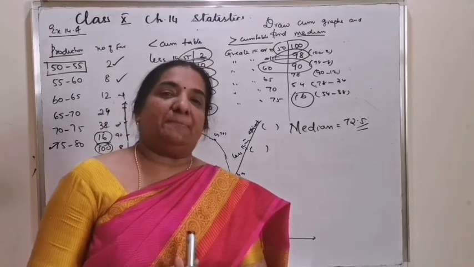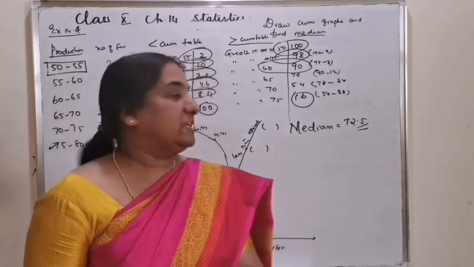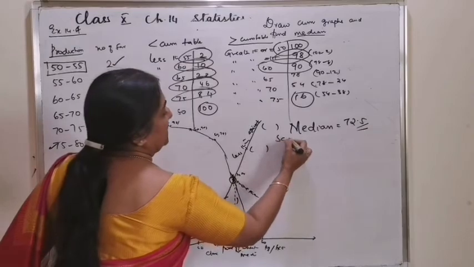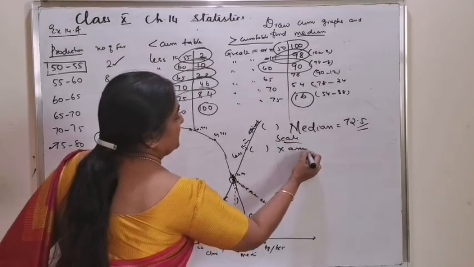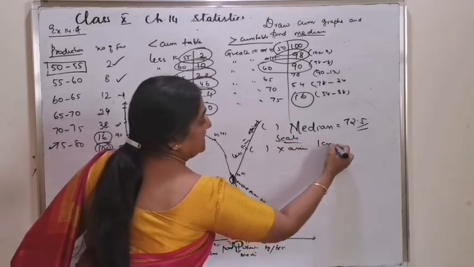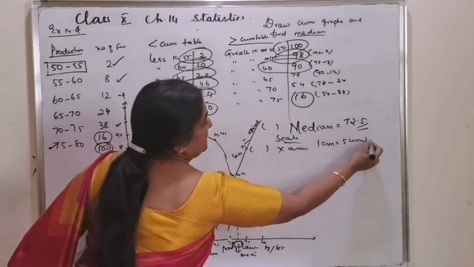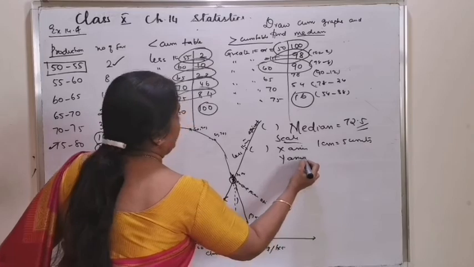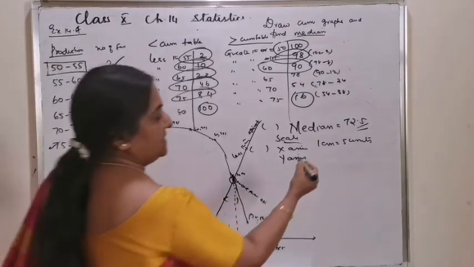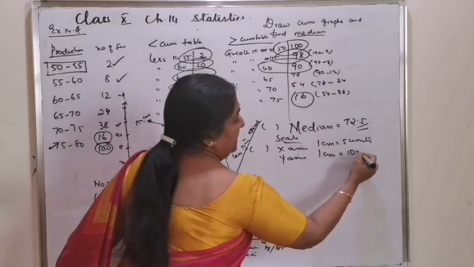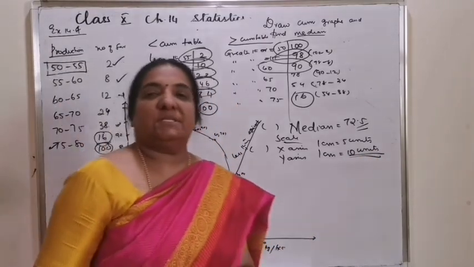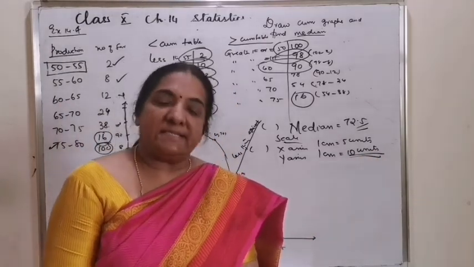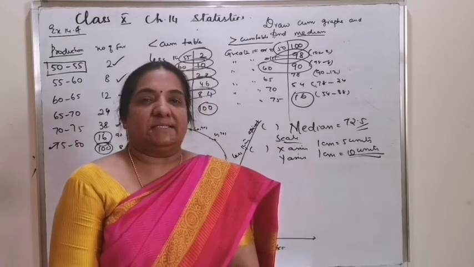When you use the graph paper, it will come perfectly. When you take the scale, the scale has to be written very clearly: on x-axis 1 centimeter is equal to 5 units, and on y-axis 1 centimeter is equal to 10 units. So this is how the graph is drawn, and this is the end of the lesson, statistics.